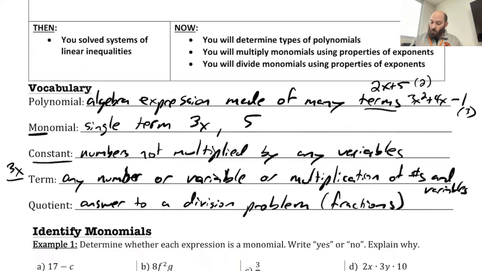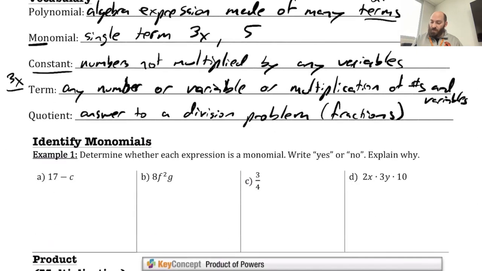All right, so we come down here, determine whether each expression is a monomial. Remember, this is going to be a single term. Okay, write yes or no, and then explain why. All right, give me just 1 second on this one.